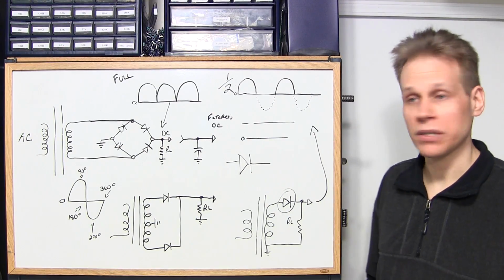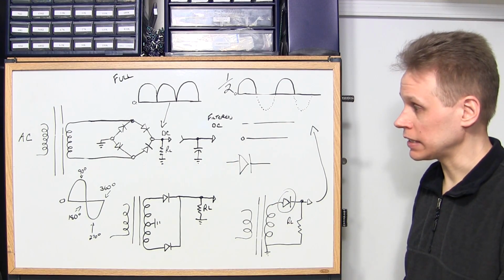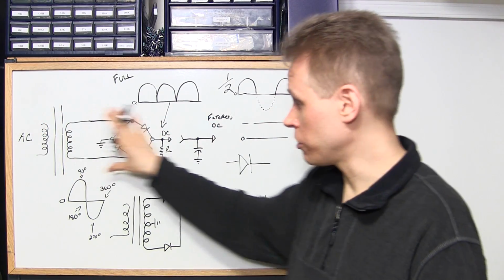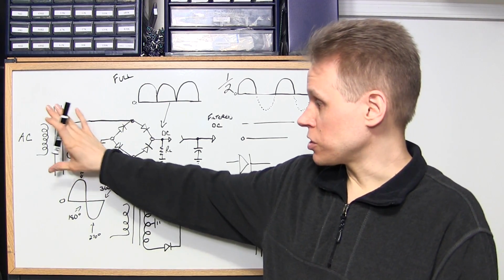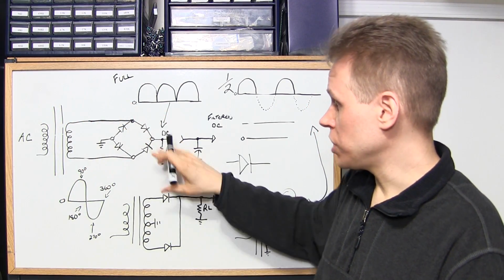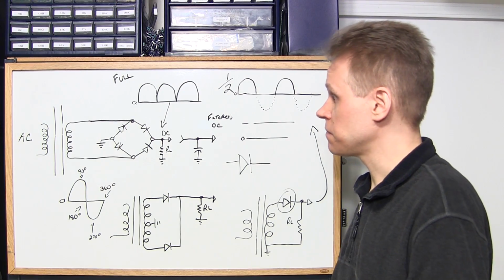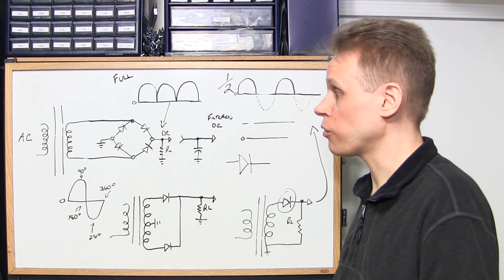On the whiteboard here, we're going to talk about some simple rectification techniques, and we'll start with this full wave bridge rectifier circuit first. So really what we have here is a transformer running into a full wave bridge, and then we get DC out of this. This is what the DC looks like before it's filtered.